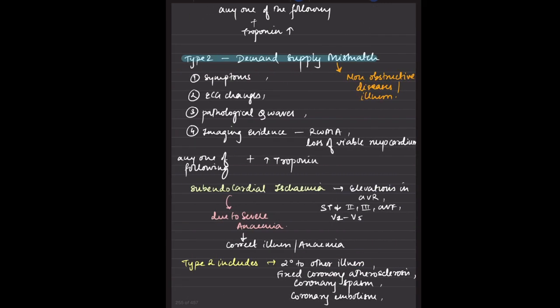Then there is subendocardial ischemia. In subendocardial ischemia there is elevation in aVR and ST depression in leads II, III, aVF and V2 to V5, right? Now this could be due to severe anemia, and if we correct the illness or the anemia, these elevations and depressions will disappear.